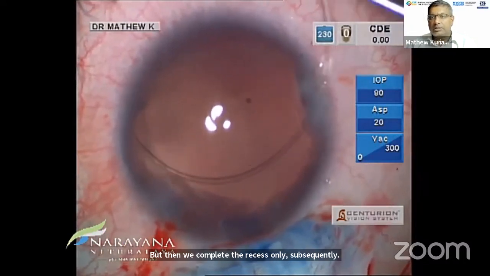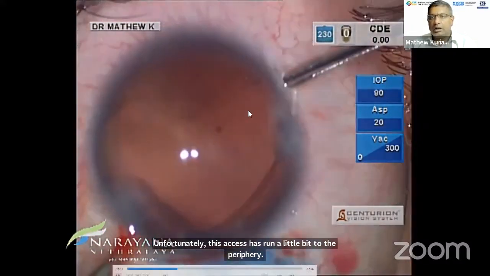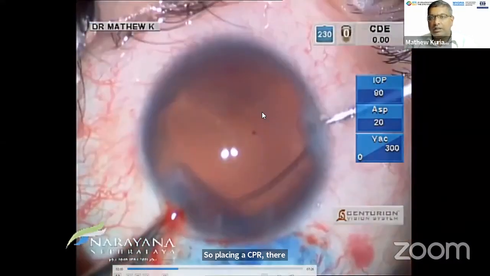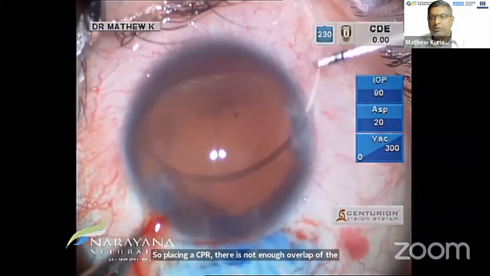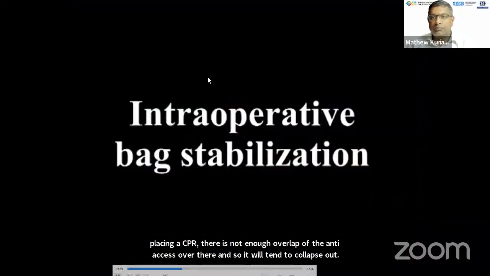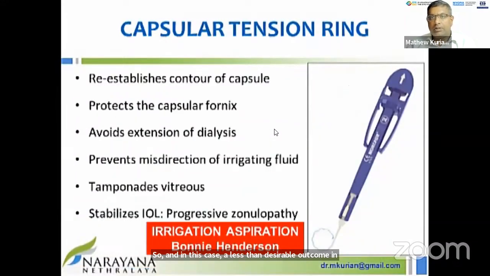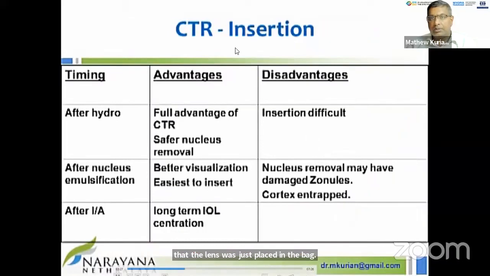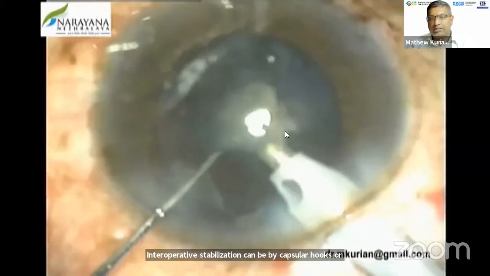Unfortunately, this rhexis has run a little bit to the periphery. So placing a CTR, there is not enough overlap of the anterior rhexis, and so it will tend to prolapse out. So in this case, a less than desirable outcome in that the lens was just placed in the bag. Intraoperative stabilization can be by capsular hooks or CTR, and these are of various sizes.